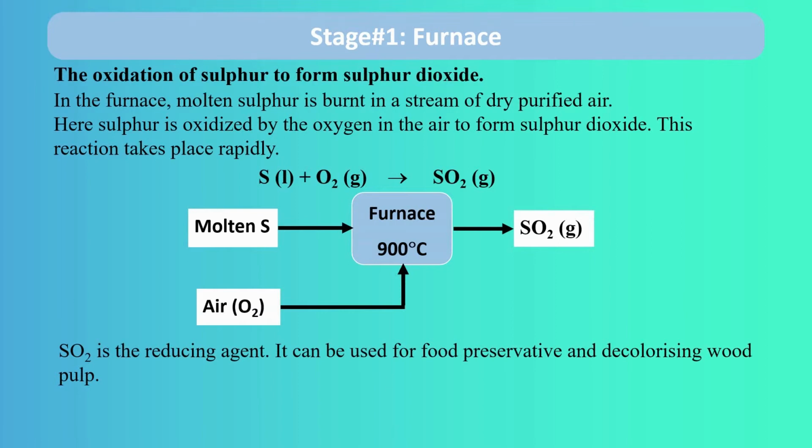Sulfur dioxide is a reducing agent. It can be used as a food preservative and for decolorizing wood pulp, but the main use here is the manufacture of sulphuric acid.